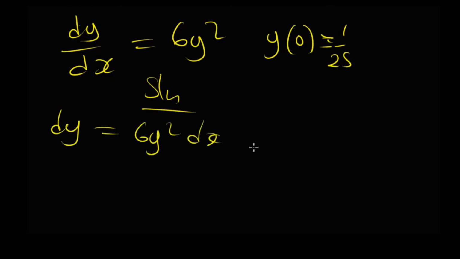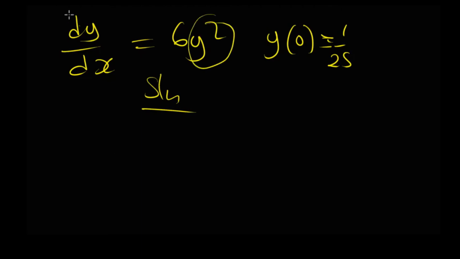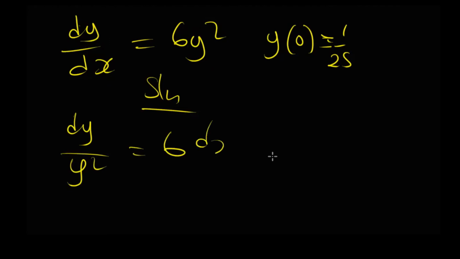No, what I'm doing is wrong. What have I done? Maybe I didn't copy it properly. No, I've copied it properly. So you can take the y squared to this side. It will be dy divided by y squared is equal to 6 dx. So you separate them.